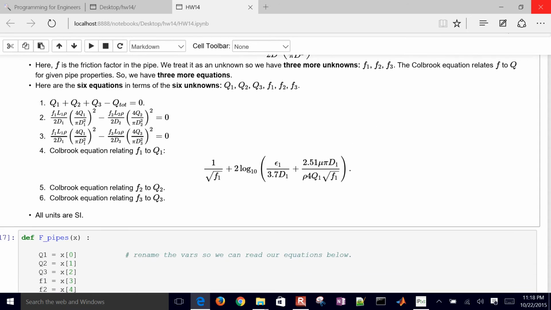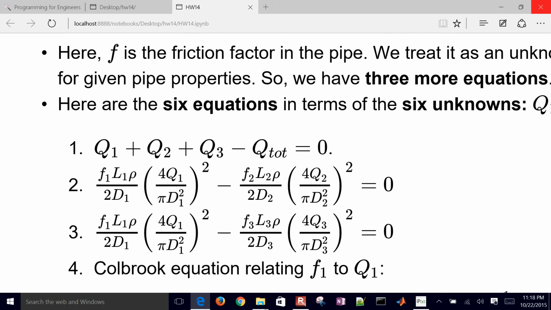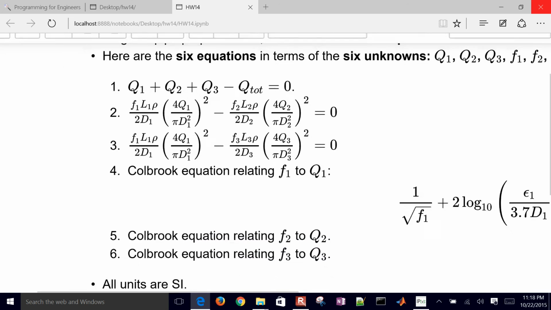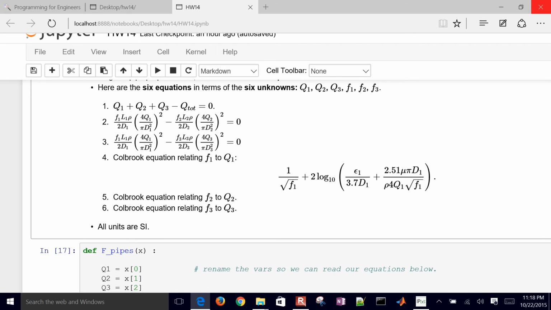So we have a couple equations down here. We just have the total of the volumetric flow rates. That's going to be equation 1. The second one is for the pressure drop across 1 equal to the pressure drop across 2, and then equation 3 is the pressure drop across 1 equals the pressure drop across 3. Then we also have the Colebrook equations relating F1 to Q1, F2 to Q2, and F3 to Q3.